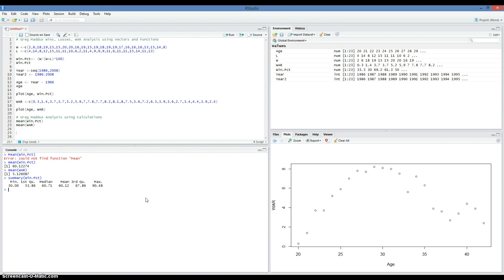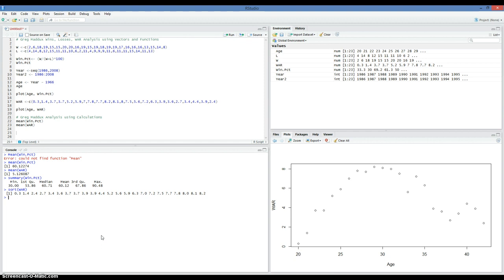Now there are other useful functions, for instance ordering. The sort function will sort data from least to highest. So if we sort WAR, you can see that Greg Maddux' lowest WAR was a 0.3 and his highest was an 8.2.